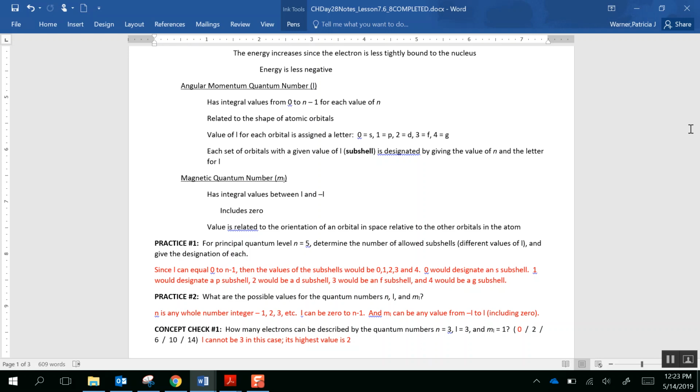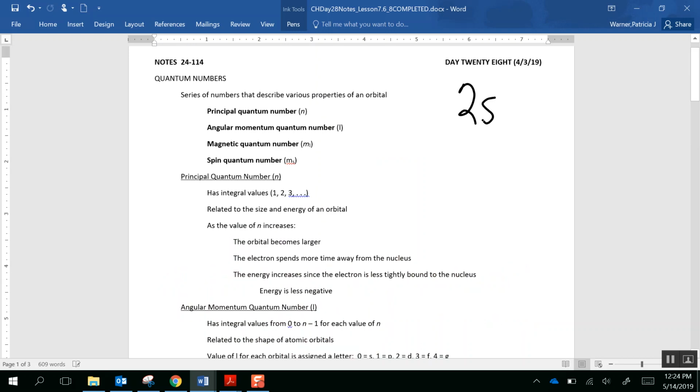Each value of L is given a letter. So if L equals 0, then we have an s orbital. If L equals 1, we have a p orbital. If L equals 2, we have a d orbital. And if L equals 3, we have an f, and then so on. After that, we go alphabetically. Each set of orbitals with a given value of L is designated by giving the value of n and the letter for L. So for instance, you might have a 2s orbital. A 2s orbital means n is 2 and L is 0.